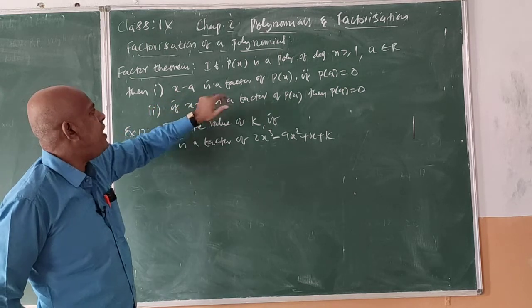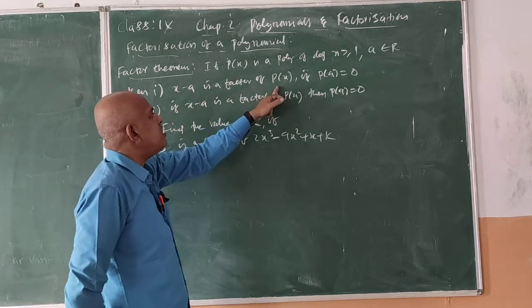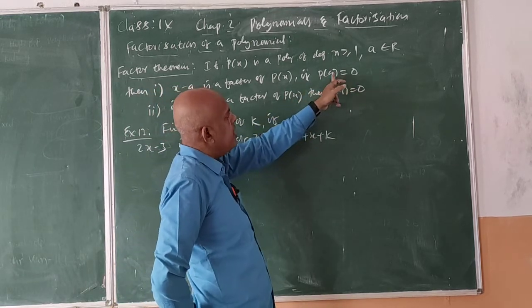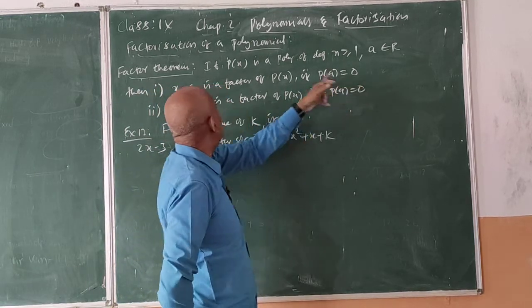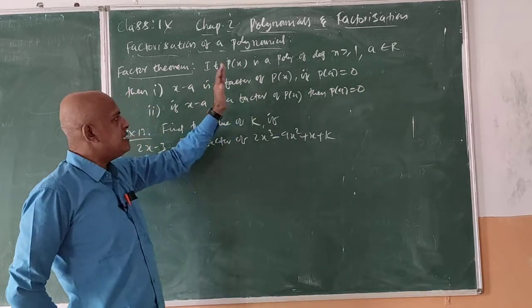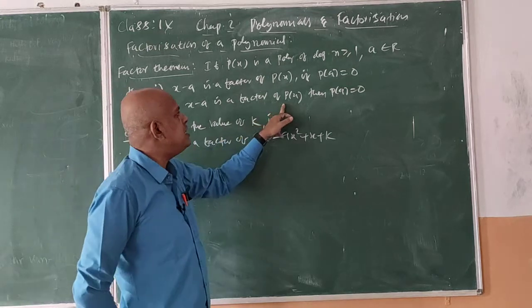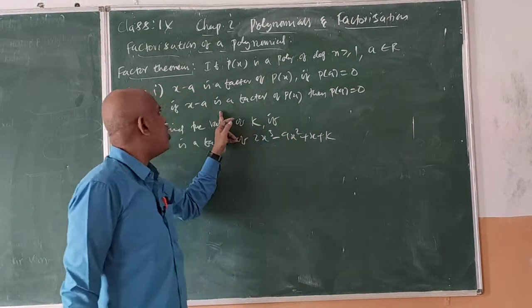x minus a is a factor of p of x if p of a is equal to 0. What is p of a? The remainder. If the remainder p of a is equal to 0, then x minus a is a factor. This is one. If x minus a is a factor of p of x, then p of a is equal to 0. This is the converse.